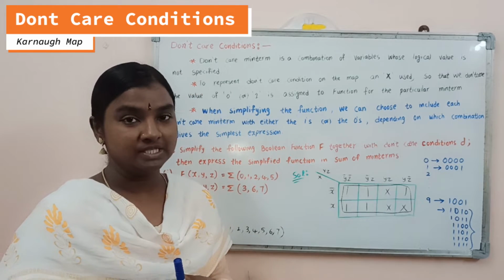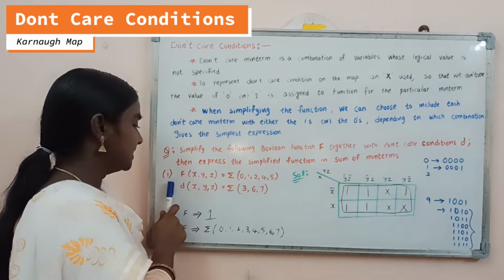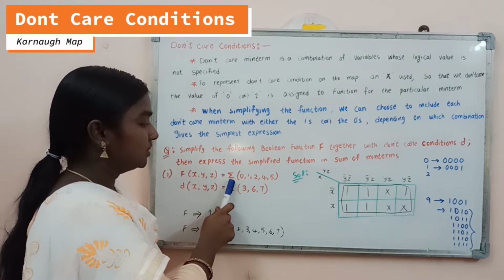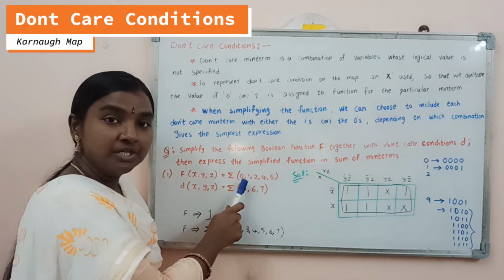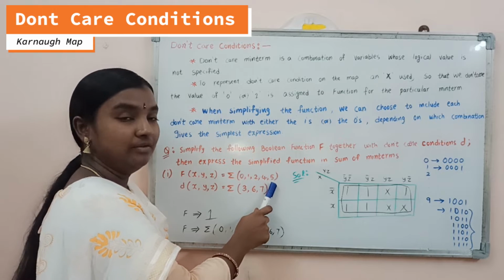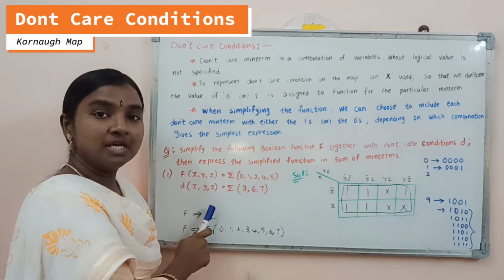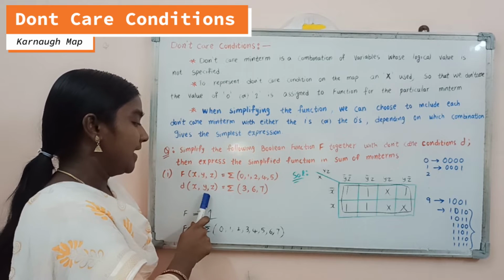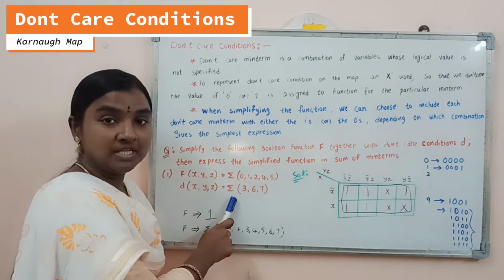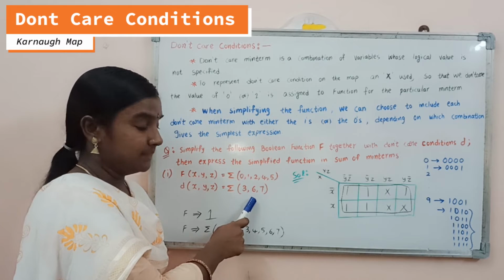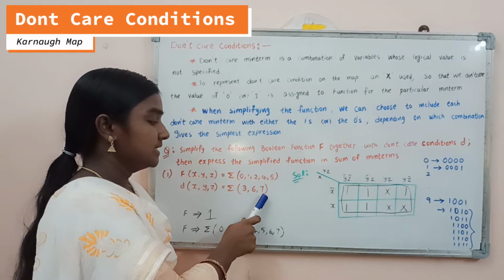Now we will solve this question by considering the first example. Function of x, y, z is equal to the sum of the minterms 0, 1, 2, 4 and 5. And the don't care minterms are also mentioned here: don't care of x, y, z is equal to the sum of the minterms 3, 6, 7.